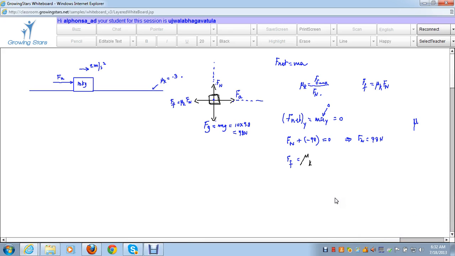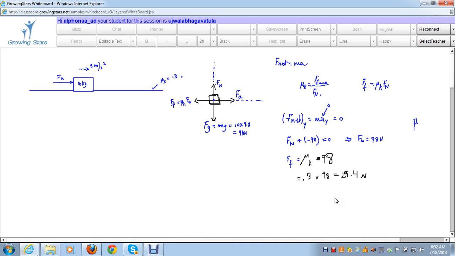Mu k times Fn. Yeah, 98, isn't it? Correct. And mu k is given in the question, 0.3. You can write that. 29.4 Newton. That will be to the left, isn't it? So, can you now write down the force equation in the x direction?